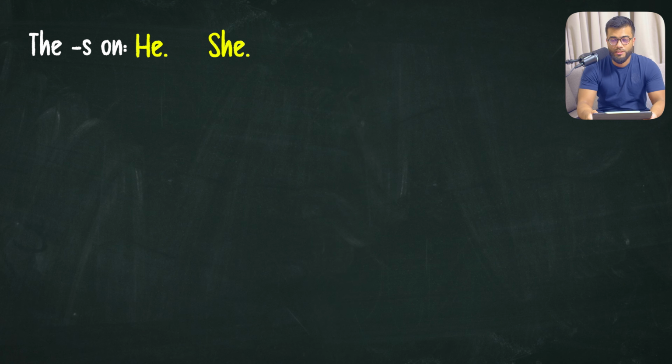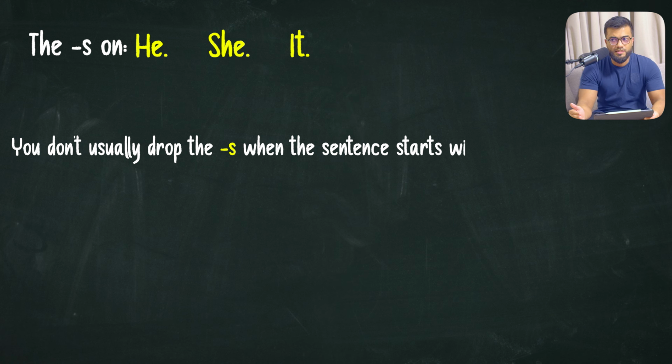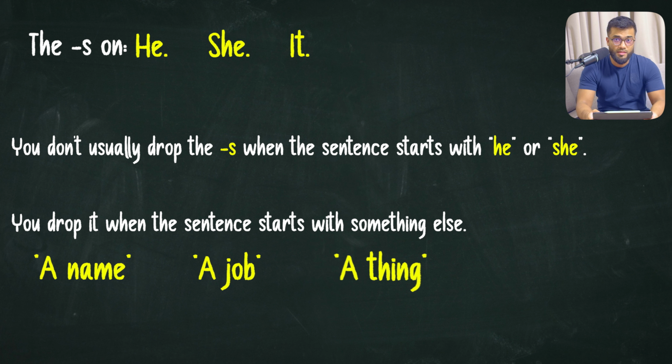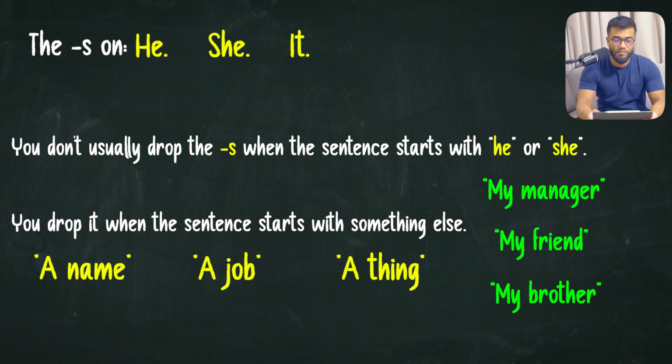So now you have the test. Usually or right now. One question before every sentence. But there is one piece of this you still need to fix. The S on he, she, and it. Because here's something I didn't tell you. You don't usually drop the S when the sentence starts with he or she. The word is right there. You can see it. You drop it when the sentence starts with something else. A name, a job, a thing, my manager, my friend, my brother. That is when the S disappears.